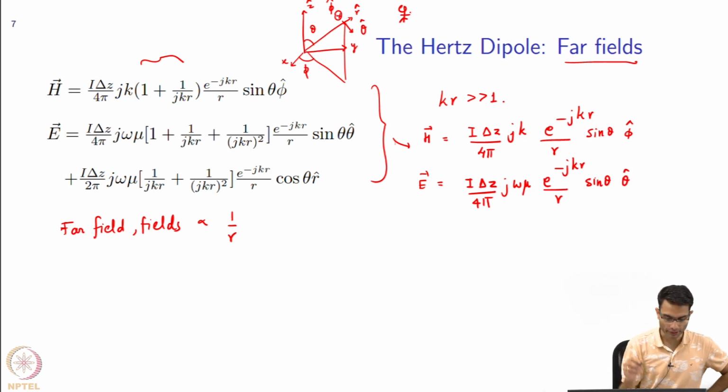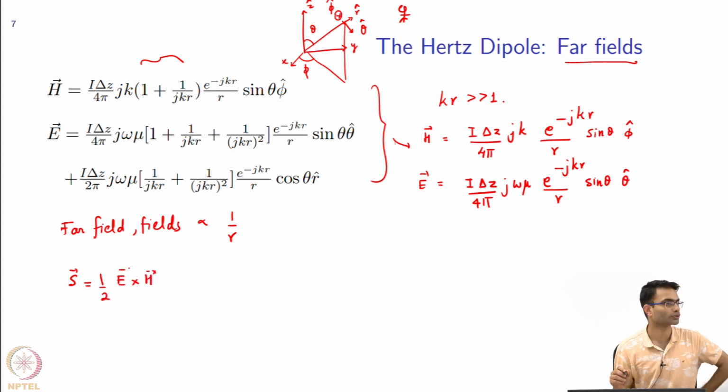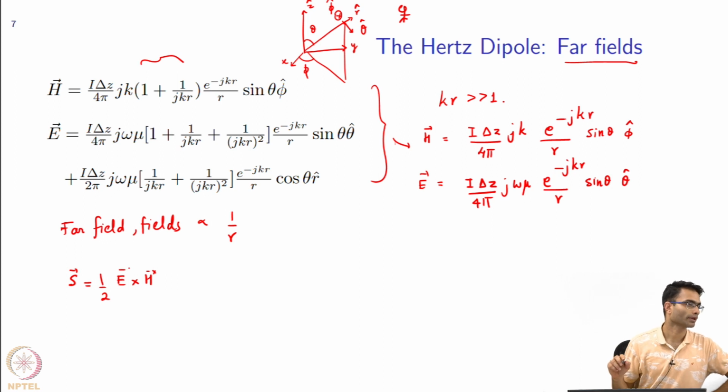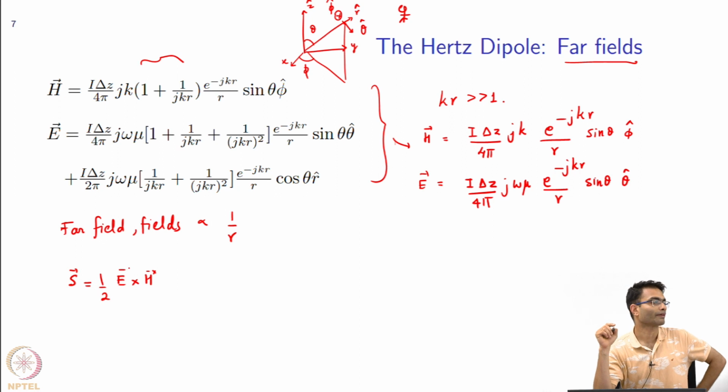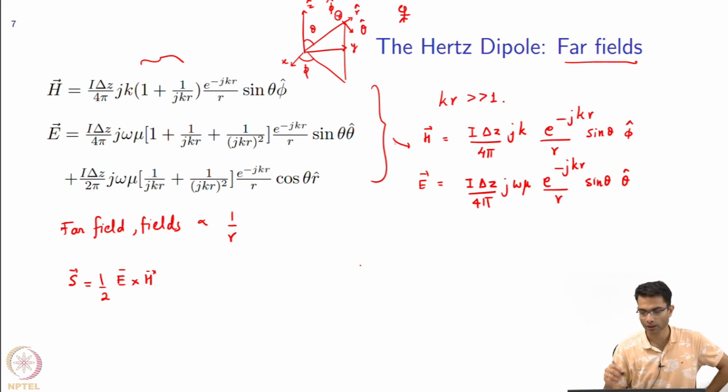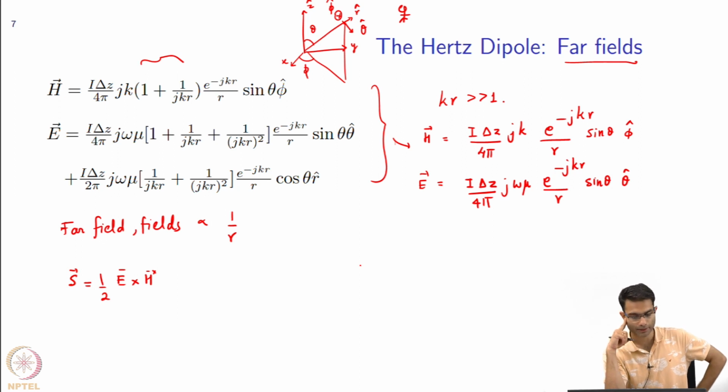So, which way will the pointing vector be? The pointing vector S is defined as half of E cross H star, H conjugate, in phasor. So, which way is my pointing vector? R cap, right. My pointing vector is along r hat, my electric field is along theta hat, and my magnetic field is along phi hat.